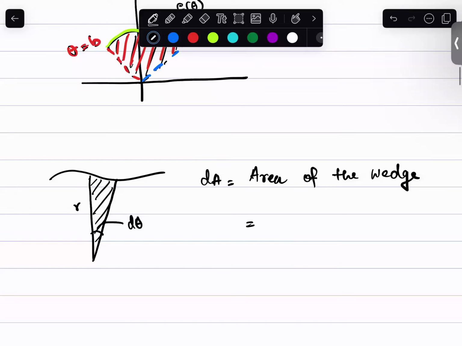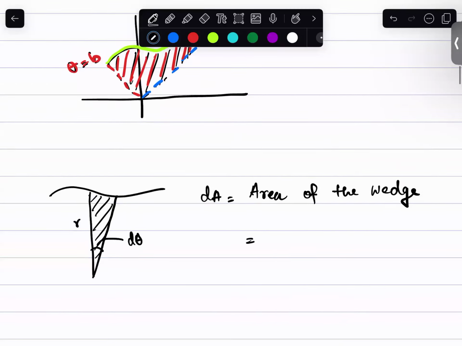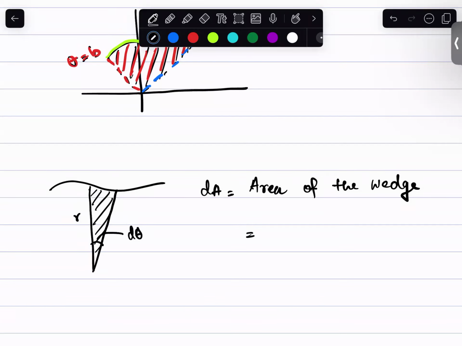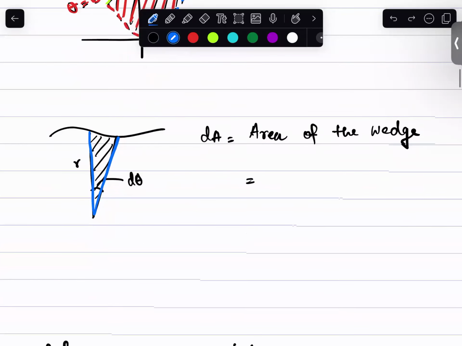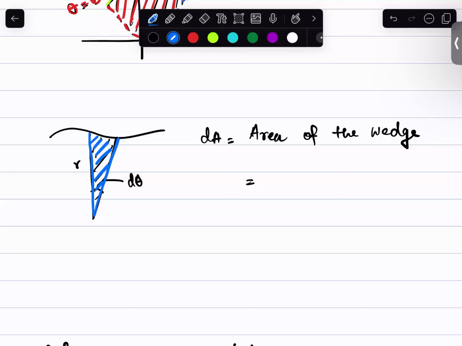Okay, so we know that when we have a question about finding area, what we do is we try to take a small segment or a small wedge and try to estimate that. So say this is a very small wedge of this total area, and say this shaded region is dA. This is the radius r, and this angle is d theta.